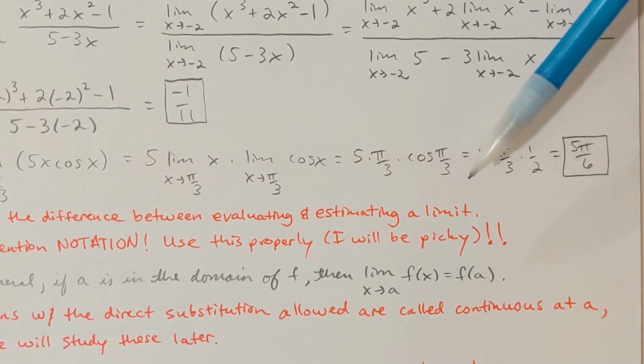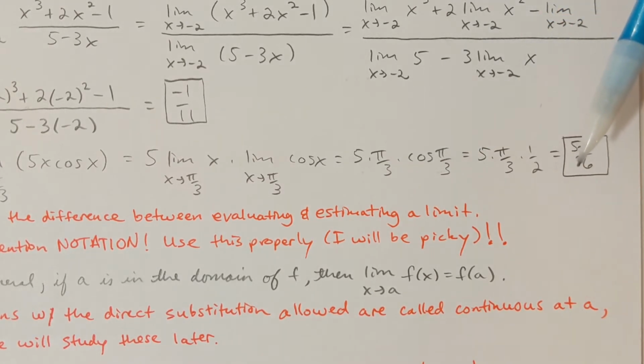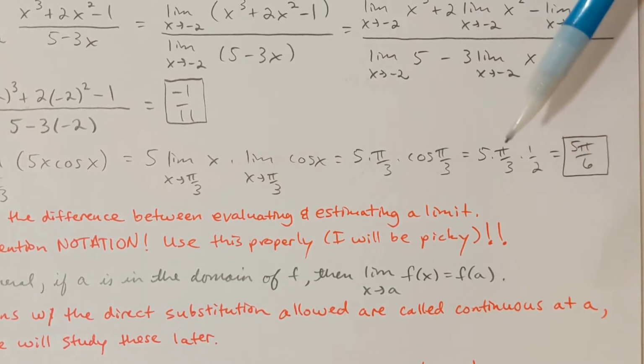Now cosine pi over 3, of course I'd want to simplify that. The adjacent side would be 1, the hypotenuse would be 2, so 1/2 would be the value of cosine of pi over 3. 5 times pi over 3 times 1/2 would be 5 pi over 6, and again you'll want to leave that in exact form.